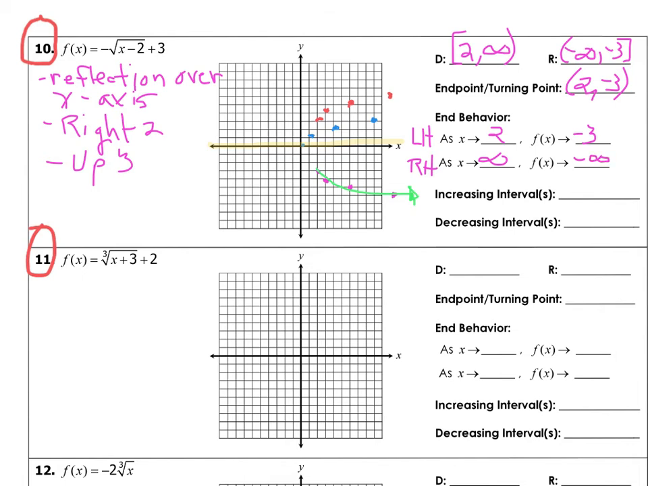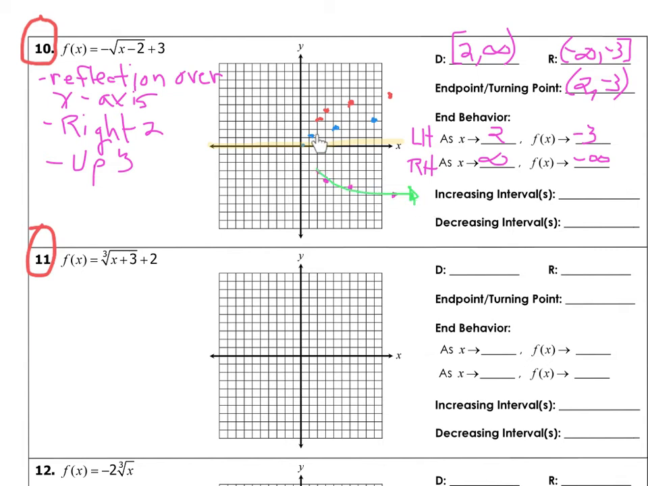So this is going to be hard for you at first, but try doing it that way. Walk along the line to the left and the right and see what y is doing. Increasing and decreasing intervals always have to go from left to right. So I'm going to start here because that's my starting point. And as I move to the right, isn't my graph going down?